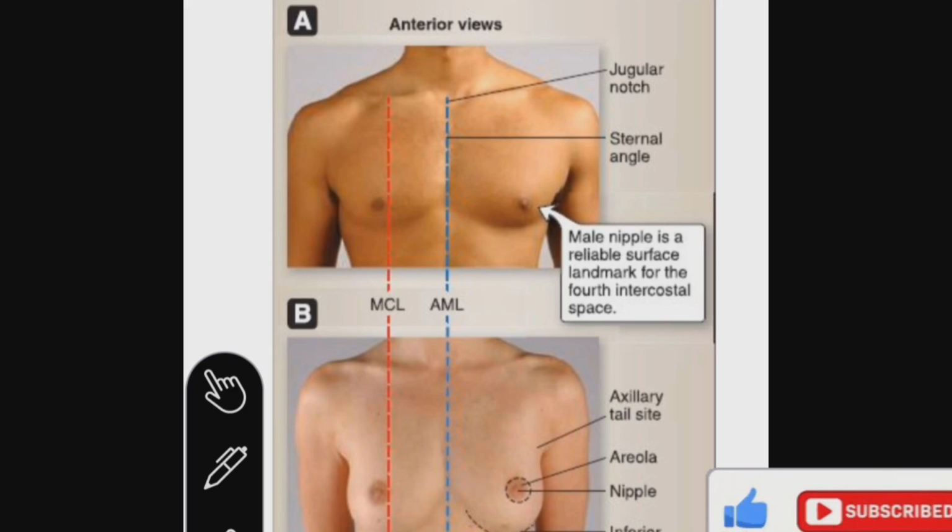Now, microscopically, the breast is made up of lobes inside. Each lobe breaks down to form lobules, and each lobule forms alveoli. The alveoli are lined by secretory epithelial cells and myoepithelial cells that help to push milk out during milk ejection.